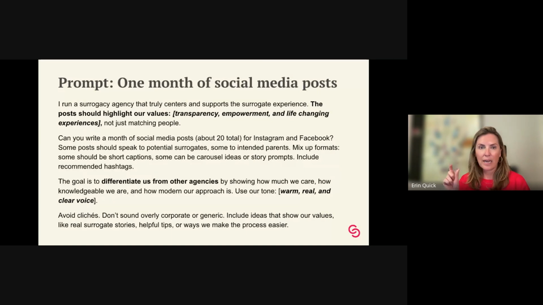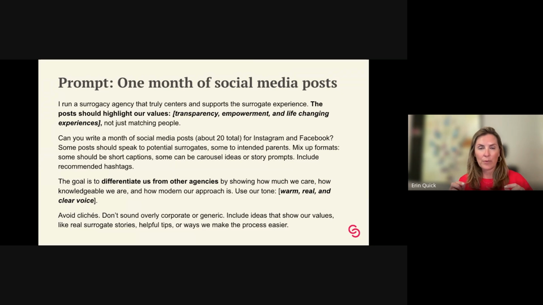And I tried to highlight and bold some of the sections where it would be very specific to the agency or the organization using it, as in plugging in your values, plugging in the tone that you want. But this is just an example, and then literally it spits out your month of social media content for you. And the one hot tip I always tell organizations with these AI models is the more you use it, the smarter it will get.